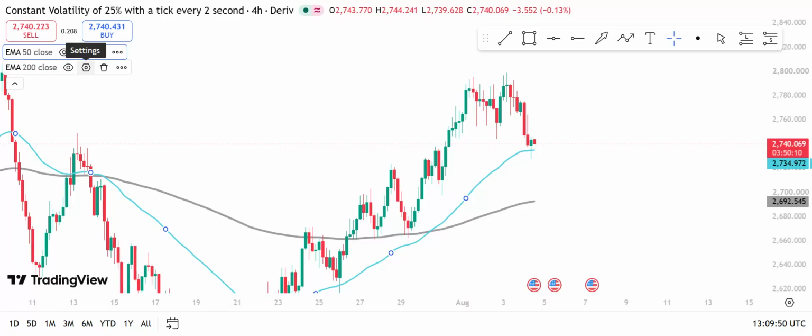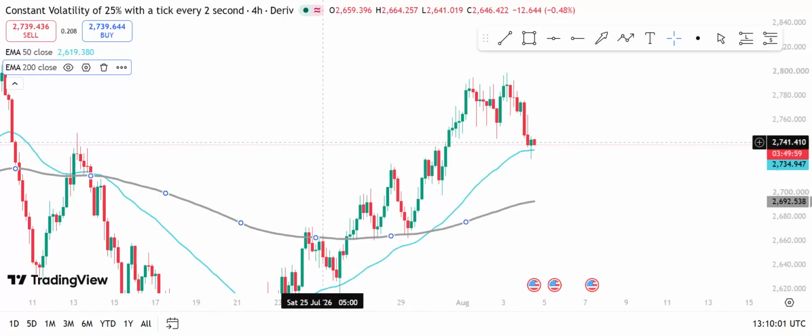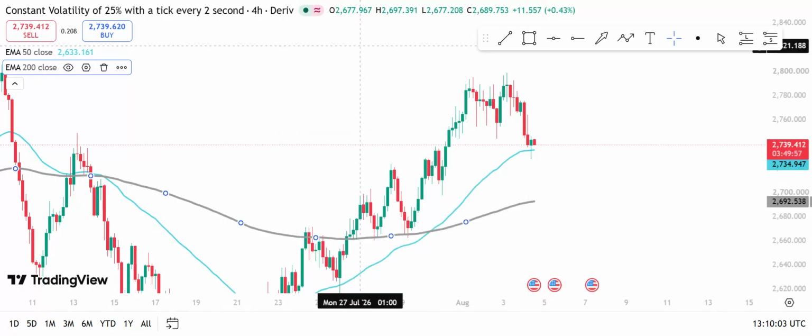And then for our 200, it's settings, inputs, length is 200, source close, type here put none, then just click on OK. So now, before we do anything, we deal with our time frames.